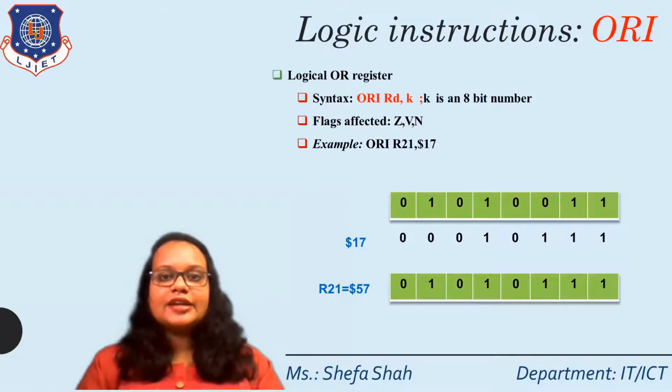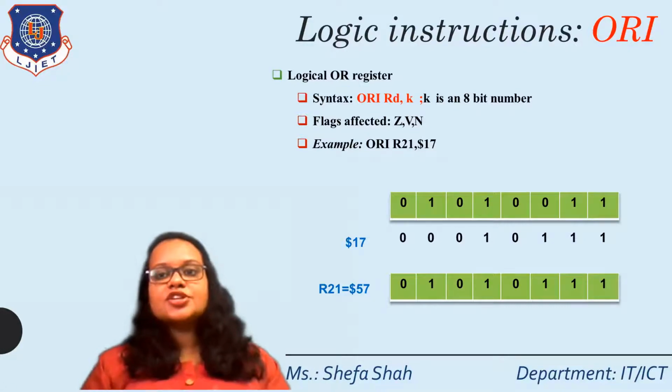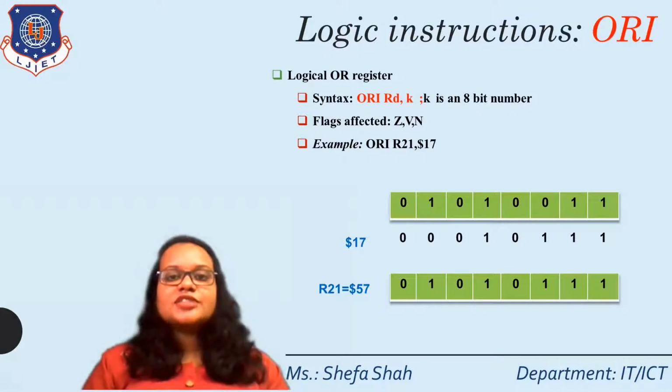Similarly, ORI, that is logical OR with immediate data. The same way as ANDI, this is an OR instruction with immediate data. So the syntax will be ORI Rd, K, where K is an 8-bit number. And again the flags affected will be Z, V, and N. So the same data we have taken for R21, that is 53H, and it is represented in the first line in the figure below. And 17H is represented in the white line, that is 0001, 0111.